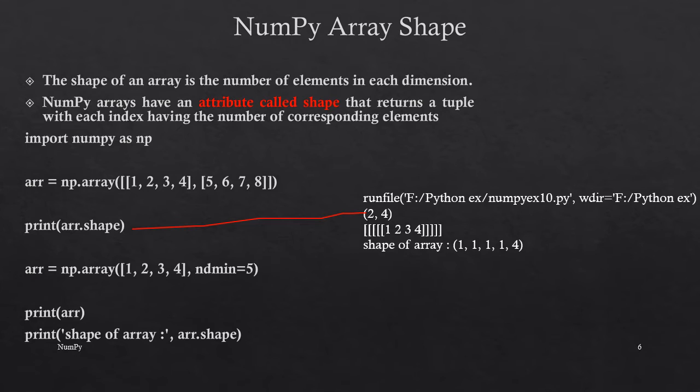In the next statement, again we are creating an n-dimensional array and the dimension is specified as 5. So while printing, it will be displayed as an array with 5 dimensions. And what is the shape of the array? The fifth dimension has how many elements? 4 elements. So that's the result of the last print statement. So shape is an attribute that returns a tuple with each index having the number of corresponding elements.